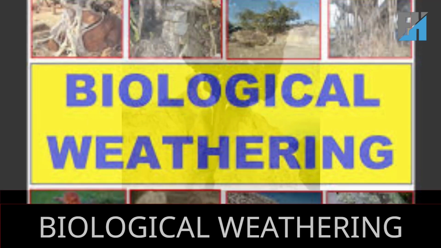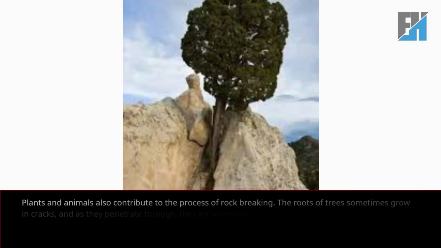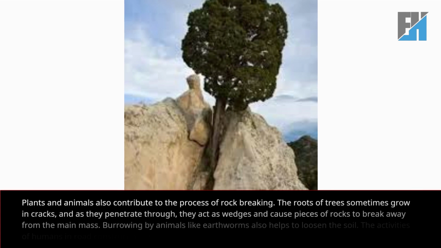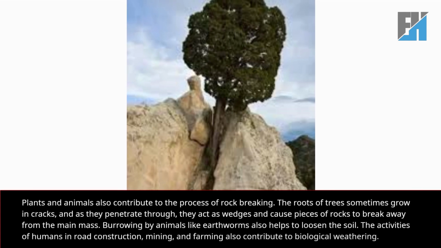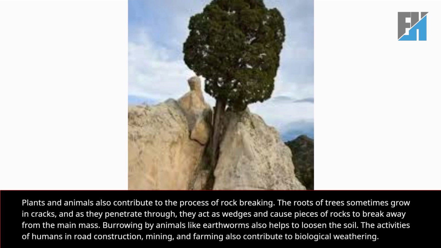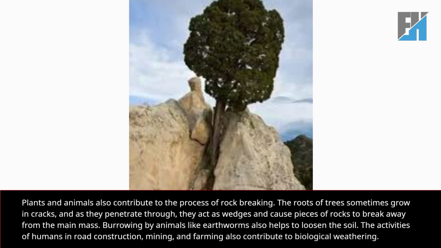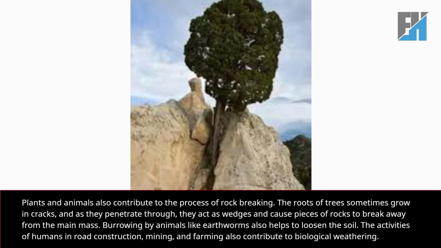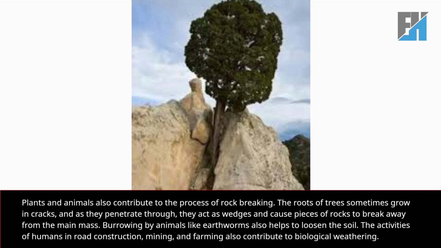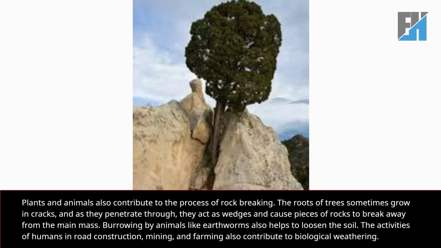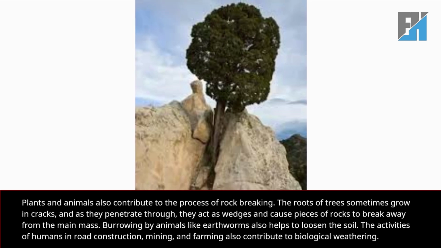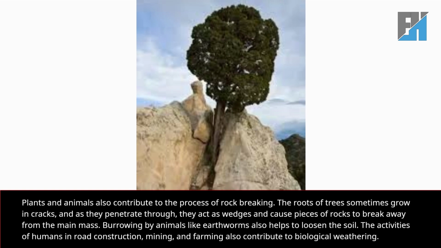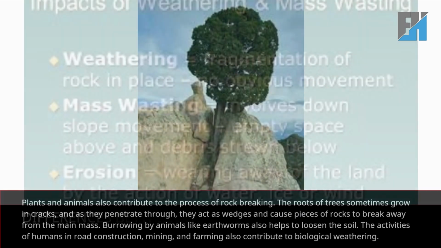Biological weathering. Plants and animals also contribute to the process of rock breaking. The roots of trees sometimes grow in cracks, and as they penetrate through, they act as wedges and cause pieces of rocks to break away from the main mass. Burrowing by animals like earthworms also helps to loosen the soil. The activities of humans in road construction, mining, and farming also contribute to biological weathering.